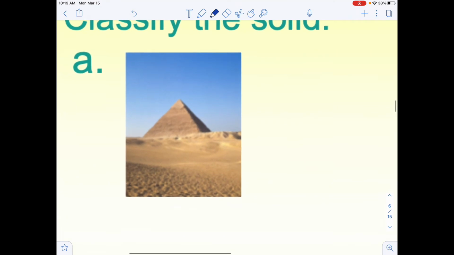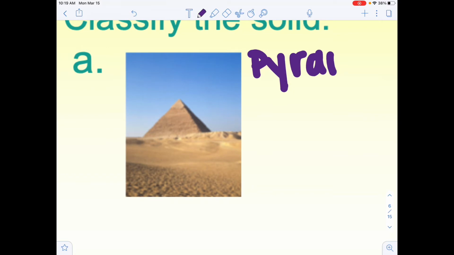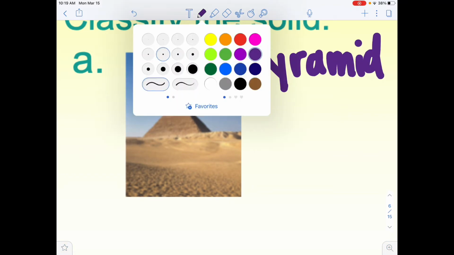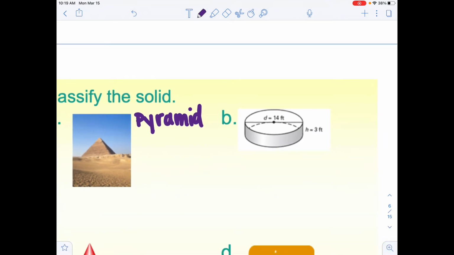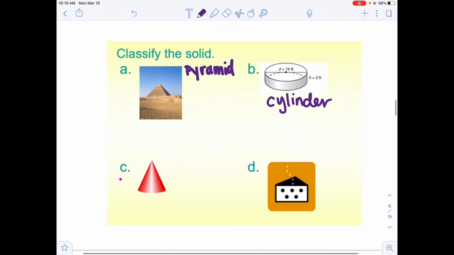So classify the solids. So this one here is a pyramid. We know it's a pyramid because it has a rectangle as a base, and then its sides are triangles. Letter B is a cylinder because it has two circular bases. Letter C is a cone. It has a circular base, and then it is not a polyhedron. There's no flat sides or faces there.